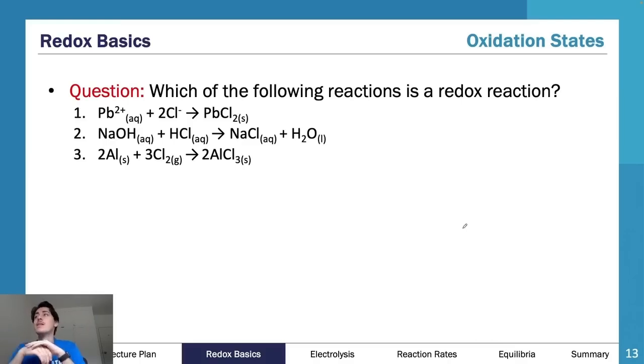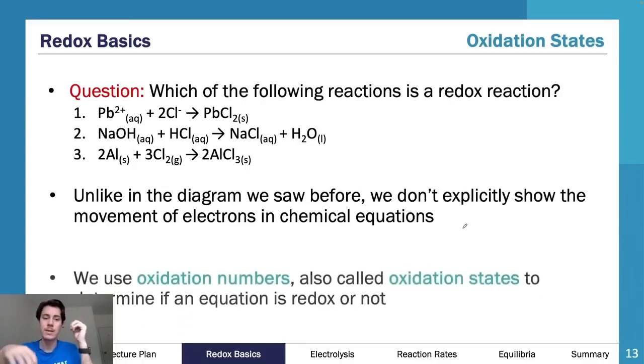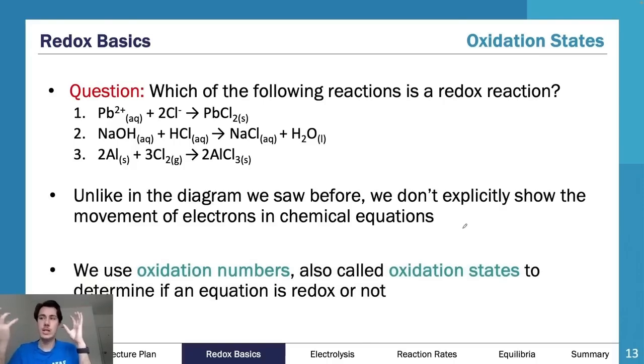So then I say to you, all right, if I provide you with 3 different equations, and I've provided you with 3 different equations here, which of these is a redox equation? And unlike in a diagram that you saw before with the OIL RIG and the different equations, you can't explicitly tell where the electron movement is, what is going on. You can't look at those half equations that I showed you before. So in this case, we have to use oxidation numbers, or what sometimes the exam will refer to as oxidation states, to determine if the equation is redox or not.